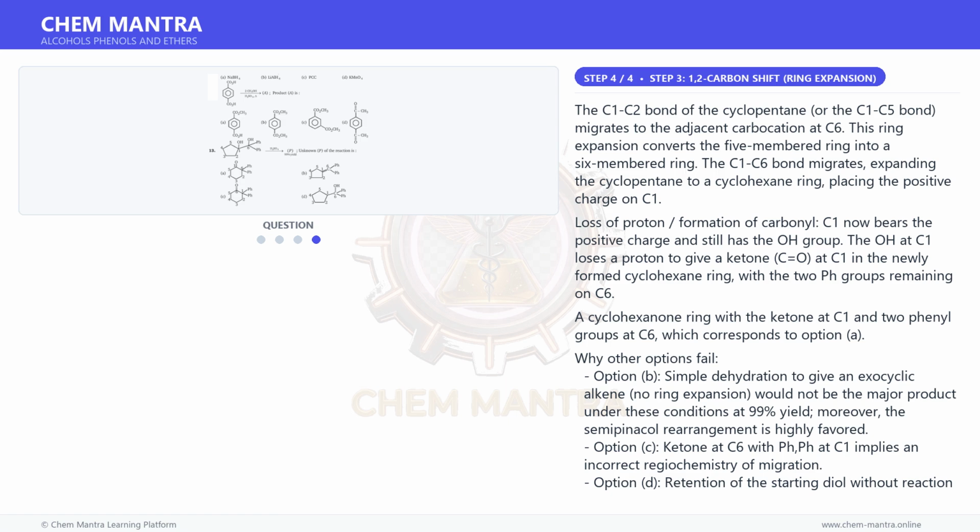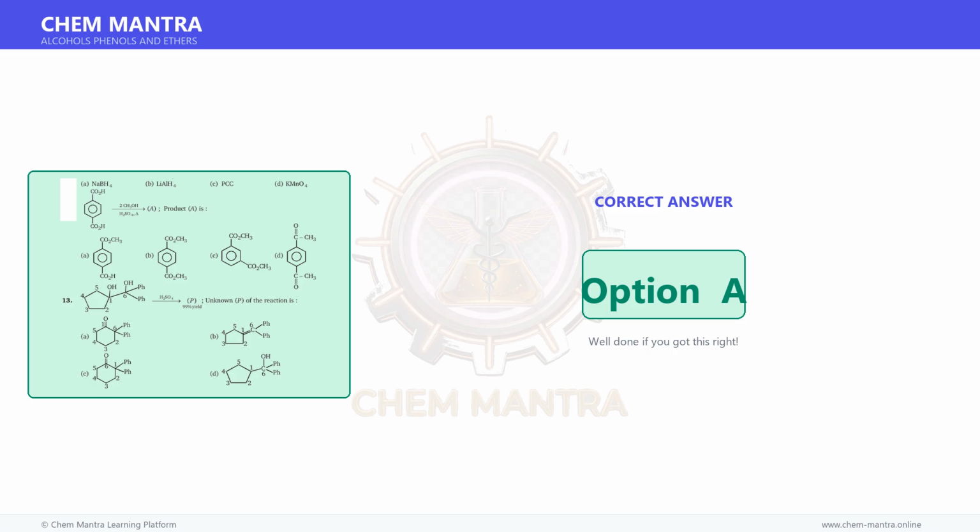Option C. Ketone at C6 with phenyl at C1 implies an incorrect regiochemistry of migration. Option D. Retention of the starting diol without reaction is inconsistent with H2SO4 treatment. Therefore, the correct answer is option A.